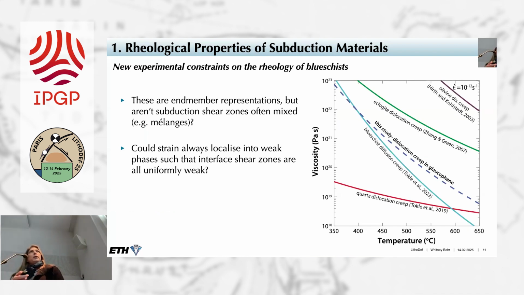And then another question we might ask is, well, since we have weaker material around, is it possible that strain is always just localizing into the weakest materials, such that all subduction zones are uniformly weak and we should never expect the strong end members to participate?